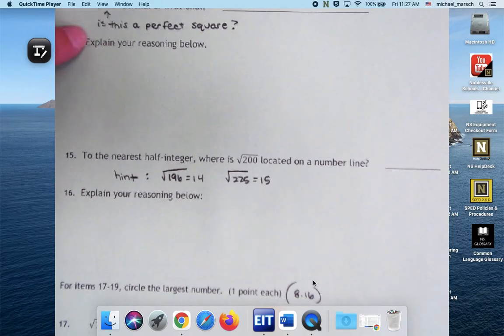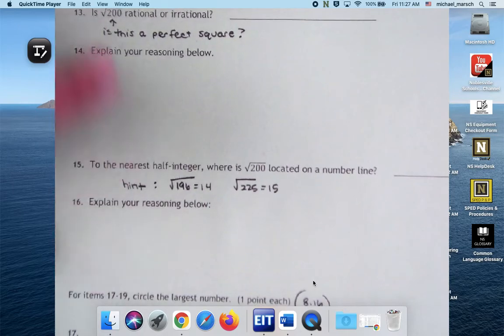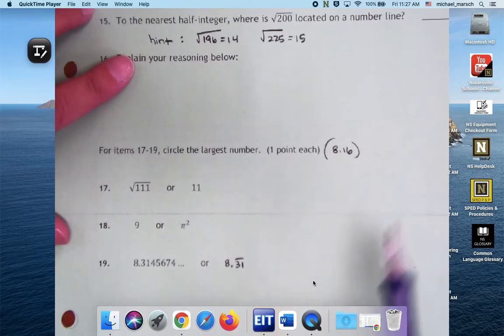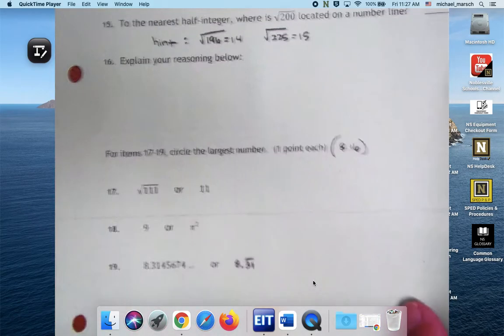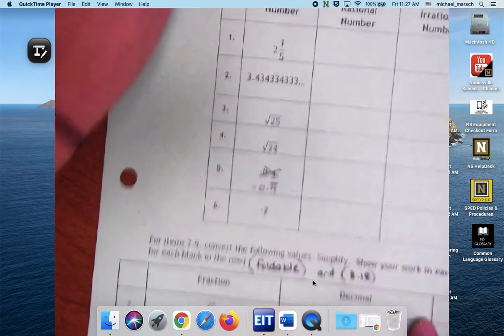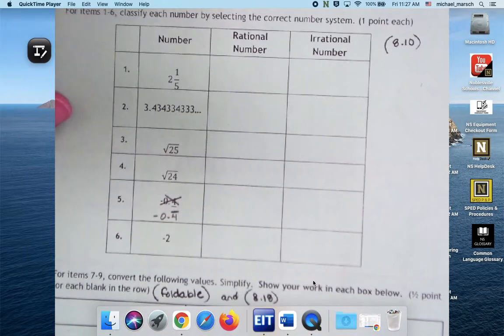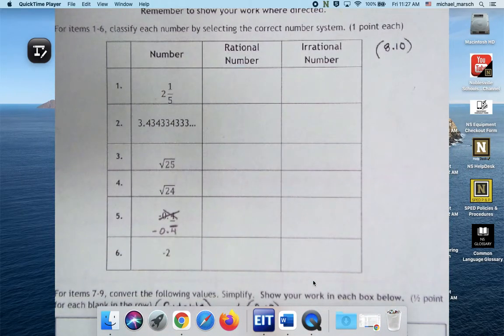There are hints, right? And then this tells you where to go for the notes. I think you should be okay. That's all the heads up information I'm going to give you about this. You're going to work by yourself. You can listen to your music.